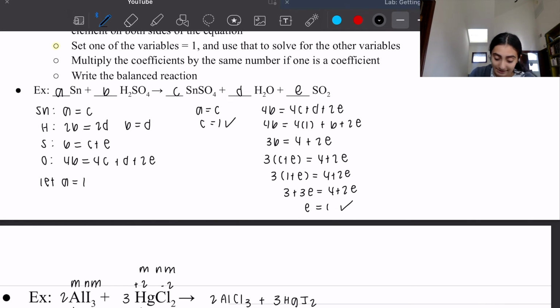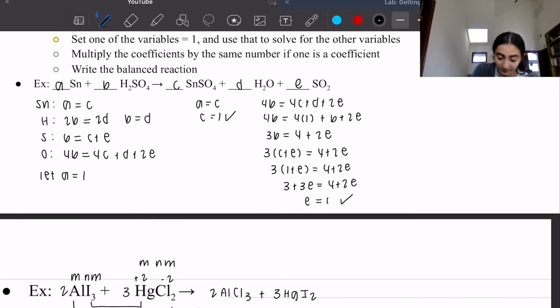So now let's get B, because in the solve for equation, we have C and E, so we can get B. So B equals C plus E, which means B equals 1 plus 1, which means B equals 2. And now our final variable we need to get is D. So I'm going to just set B equal to D, which means D equals 2. So now we have solved for all of our variables.